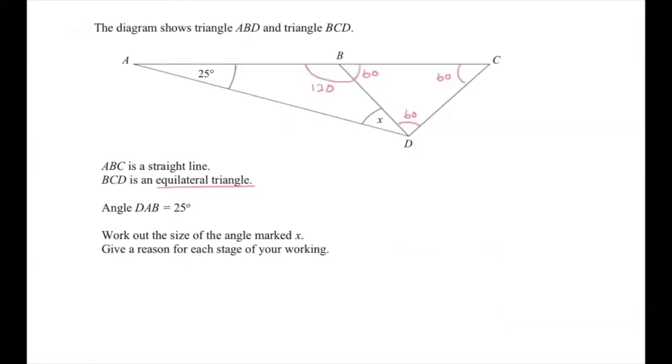We can then use the straight line that they've made a point of telling us about to find that that's 120. Now we are being asked to give reasons, so it's really sensible to do that as you go. That 60 is there because of the equilateral triangle. That 120 is there because straight lines equal 180. So get that information on. We're now going to do 180, take away the 120 and the 25, and that will give us our X as 35 degrees. Our reason is because angles in a triangle add up to 180.